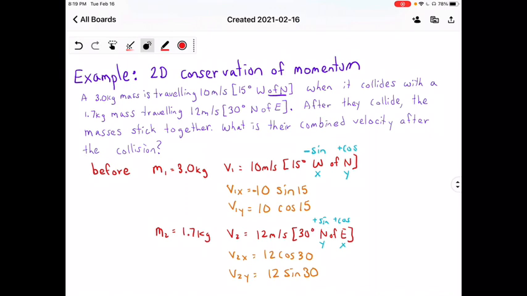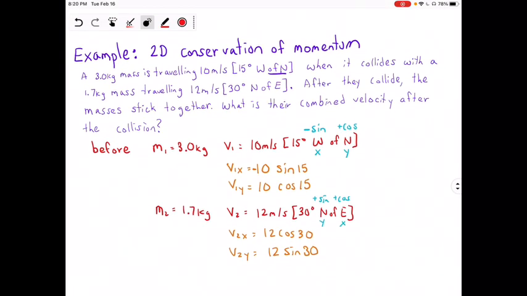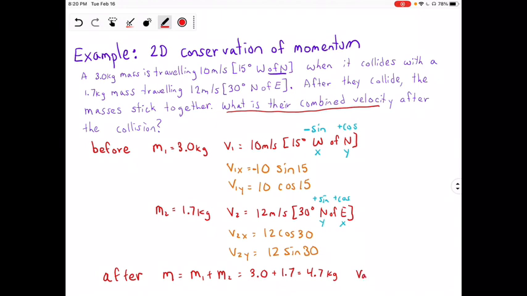So we have the given information before the collision. After the collision, because it's a hit and stick collision, the masses combine. So the mass after the collision is m1 plus m2, 3.0 plus 1.7 kilograms, is 4.7 kilograms. And the problem is asking us what is the combined velocity after the collision. So we're looking for the after.